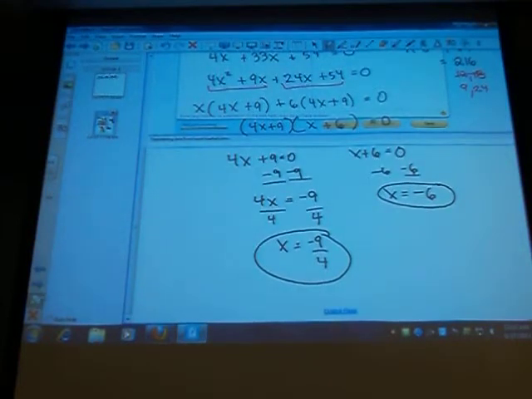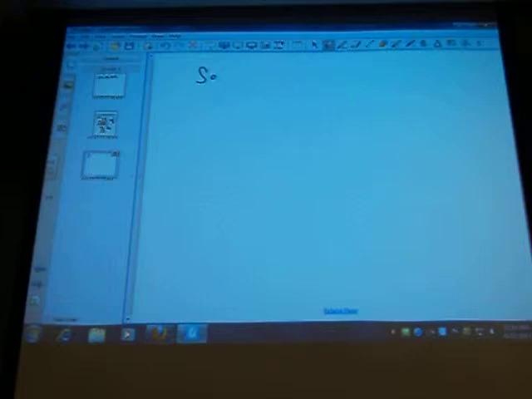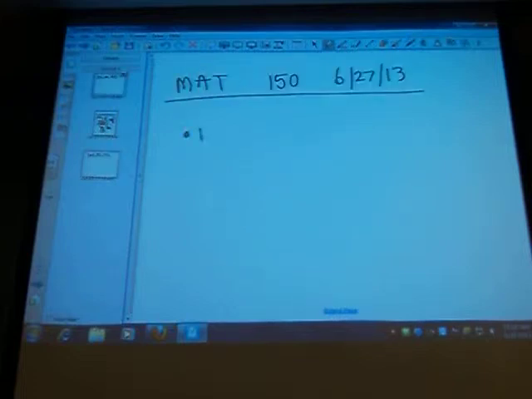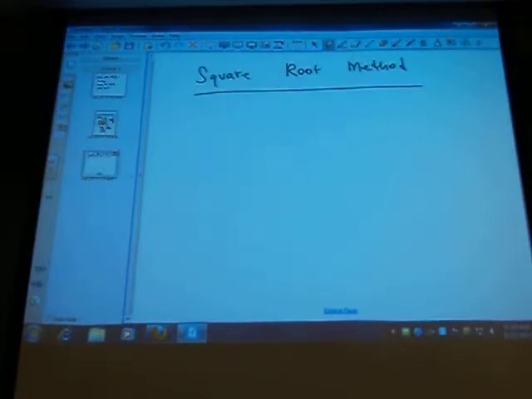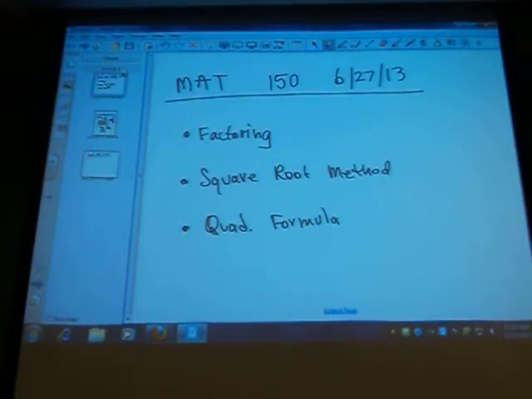So let's talk about the square root method here. Remember that was our second method. Our first method was factoring. Second method was the square root method, or just the root method. And our third one is the quadratic formula. And then for any of those, you have an alternate of trying to use the graphing calculator. That was just a review from last time, so you guys should already have that in your notes.